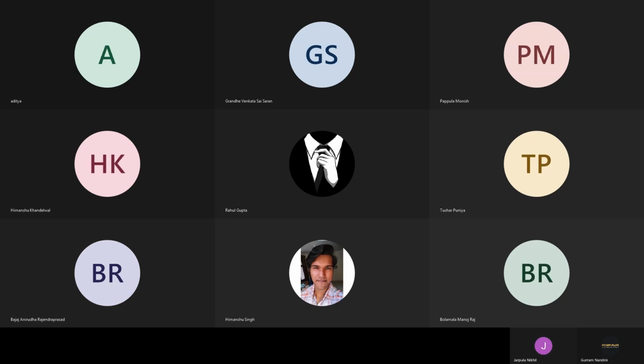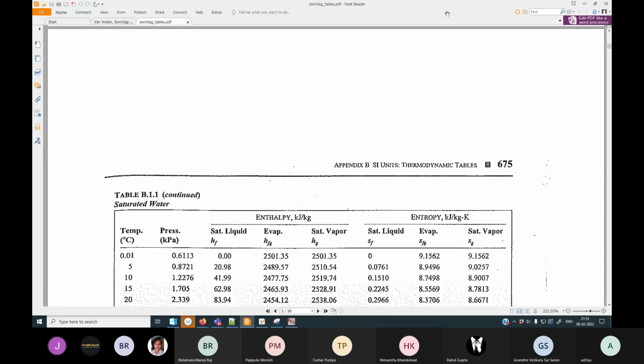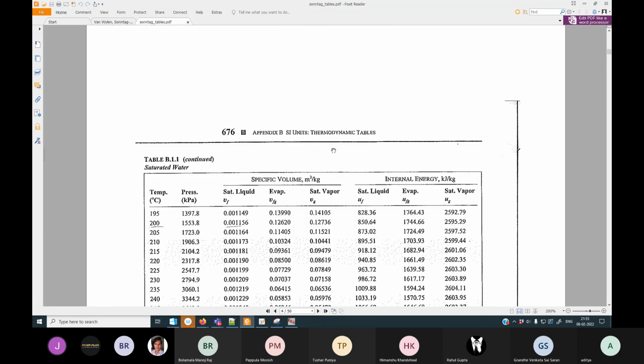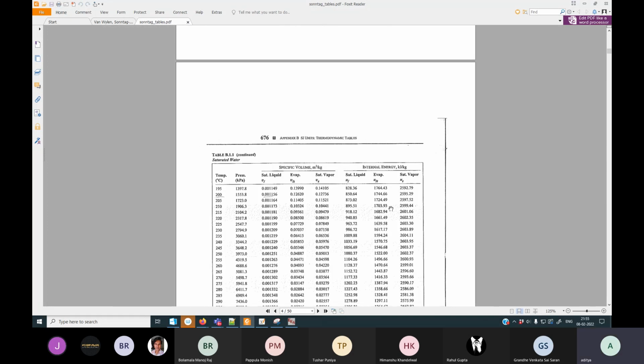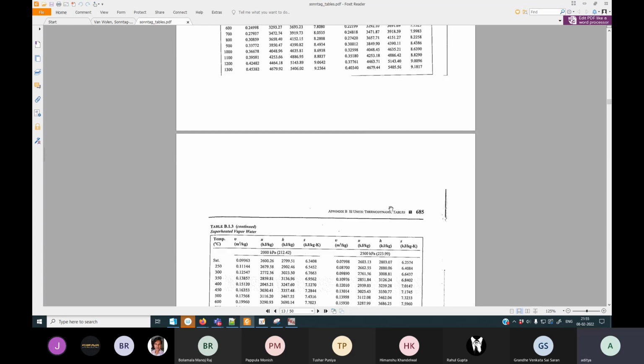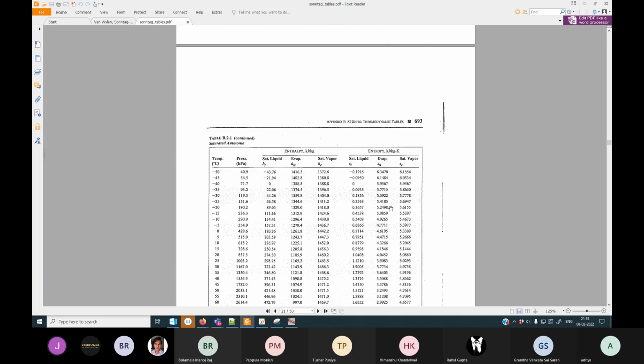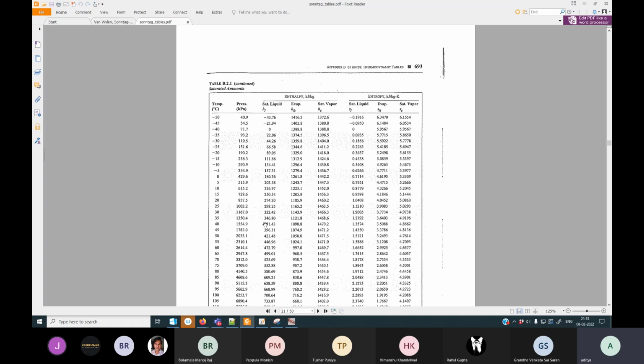Let me open up Sonntag. Sonntag tables. I'll simply open Sonntag tables. Let me know if the screen is visible. So we're in saturated water. This is water pressure, so this is all water. This is all water. Okay, this is ammonia. So are you able to see this?